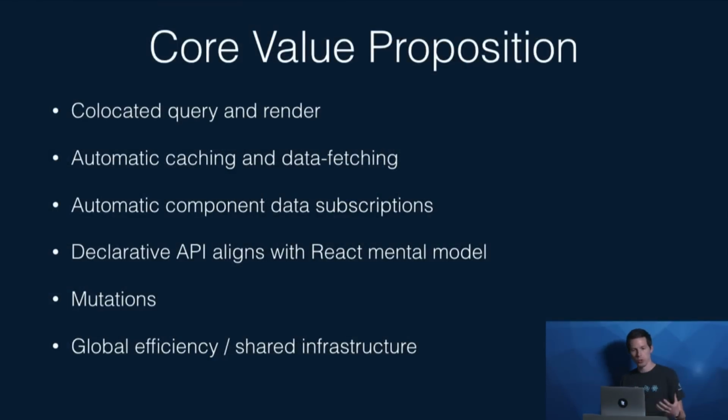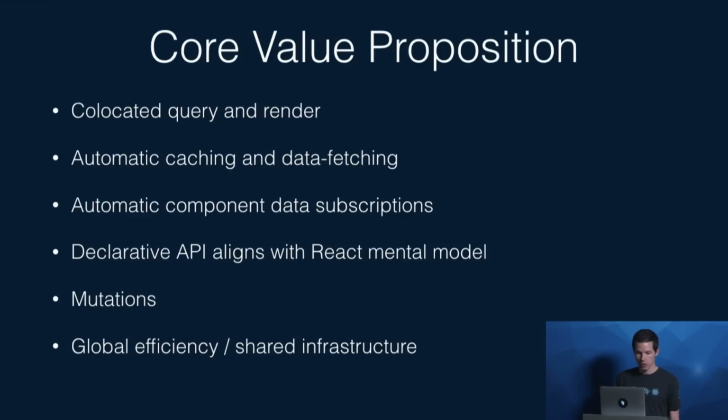And just to kind of go over, I think what we found really, really works about Relay and where we get the value from it is the co-located query and render, being able to reason locally, the automatic caching and data fetching, the automatic component data subscription, so not having to worry about is my component going to render correctly when data changes. The declarative API aligns with the React mental model. So developers kind of start, and we still get questions today in our internal React Native support group where people are saying, React Native isn't fetching my data correctly, or something weird's going on with data. And we're like, actually, you meant Relay, because it really does line up really well.